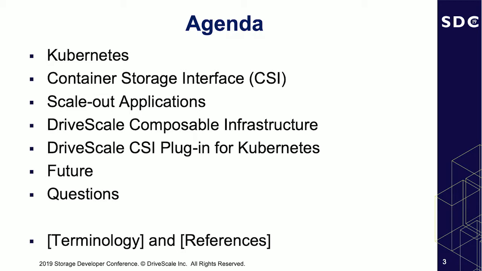There's a lot of people that are saying composable infrastructure, and you'll hear lots of talks, and just take my definition for it now, and I'm not worried about the other people. DriveScale CSI plugin for Kubernetes. Bring all three things together and talk about some of the future stuff.